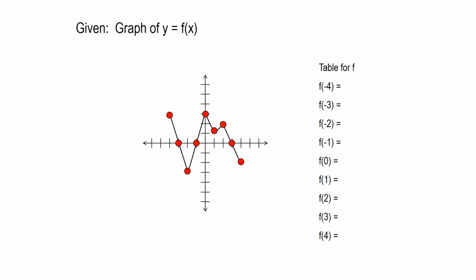So I see that whenever x is -4, the corresponding y value is going to be 3. So I put 3 in my table. When x is -3, the corresponding y value is 0. So I put 0 in my table. And then when x is -2, the corresponding y value is -3. Go ahead and pause the video, fill in the rest of the values, and then press play to check. Okay, so these are the values that you should have gotten. Let's go ahead and move on to the next one.